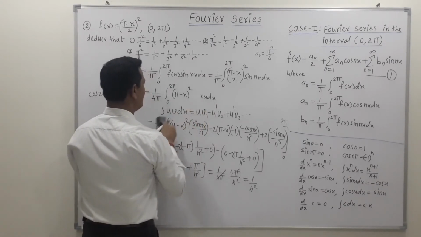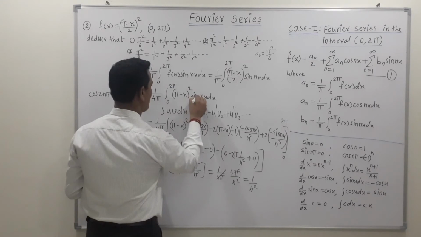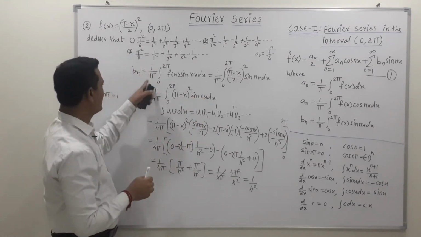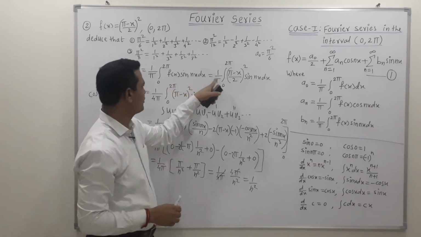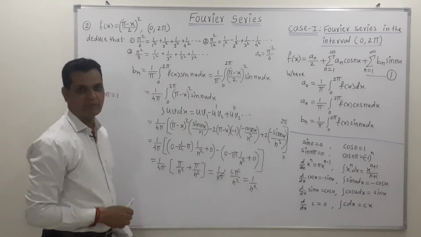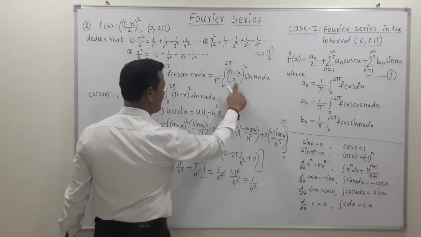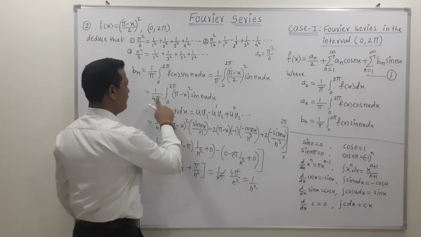I will put the value here. So this is sine. So the formula is 1 upon pi f of x sine of nx dx. Put the value of f of x, pi minus x upon 2, its square. Now here, after taking 2 outside the integration, we get this term.